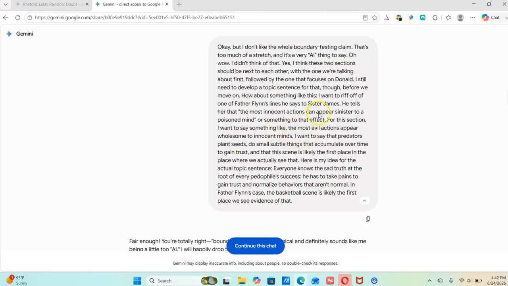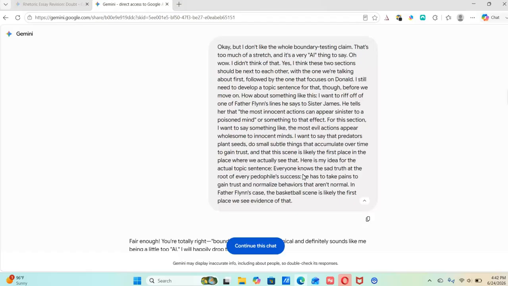And I said, I want to have a line that says that evil actions can appear wholesome to innocent minds. I want to say that predators plant seeds, that they do small, subtle things that accumulate over time to gain trust, and that this scene is likely the first place in the play where we actually see that. And so then as I'm thinking about that, I'm forming the idea for a possible topic sentence.